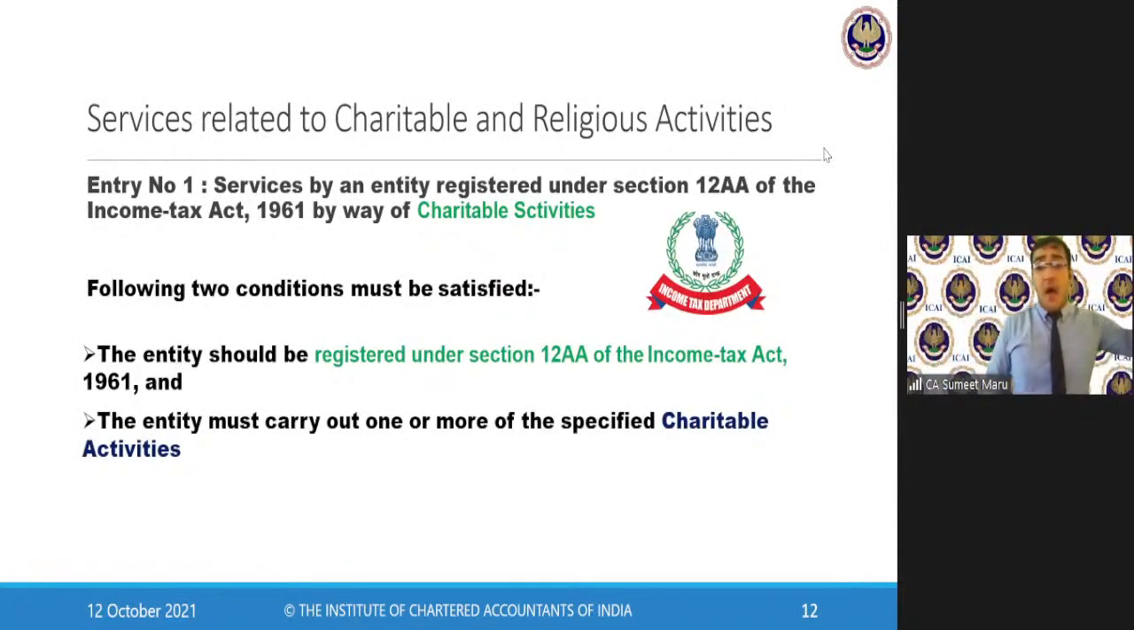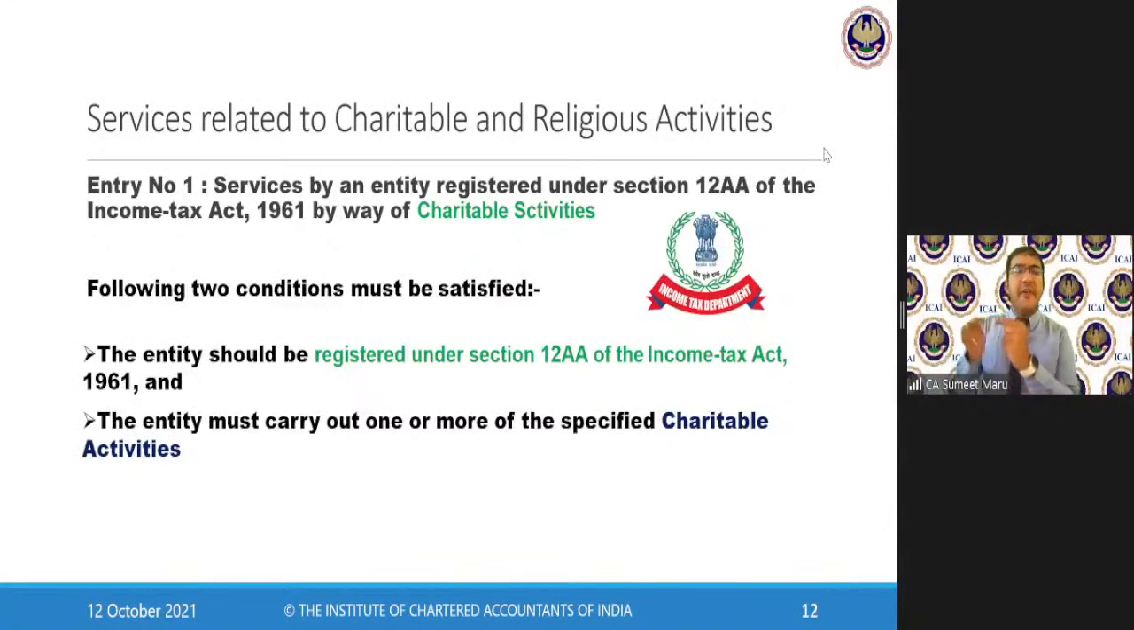Now, when you go to the income tax department for registration under section 12AA, they ask you what kind of trust you are and what services you intend to give. We, as a charitable trust, say that we do certain charitable activities. Income tax says fine enough, we'll give registration.